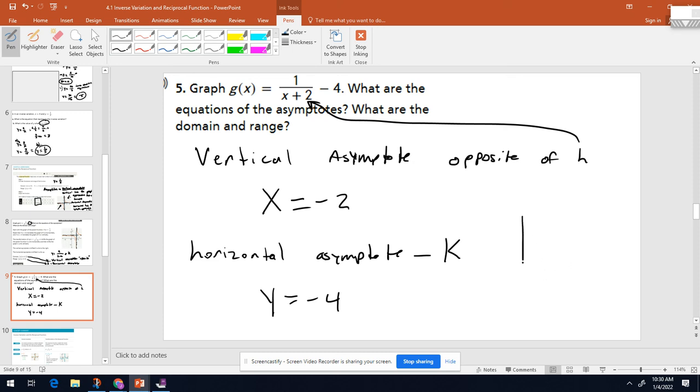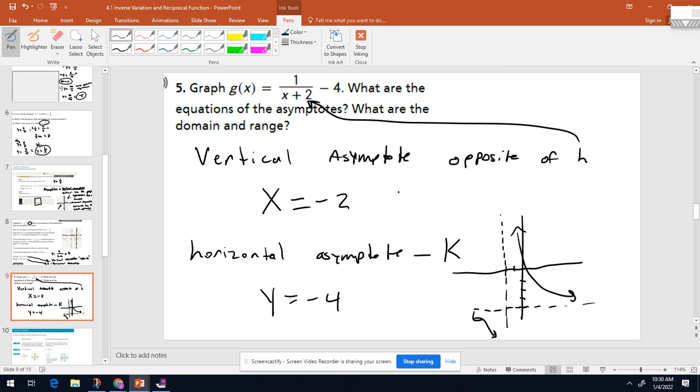If I have to graph this, and you're going to do this on Desmos, I know that at x equals -2 there's a vertical asymptote, and at y equals -4 there's a horizontal asymptote. The branches are going to be somewhere in here when I graph this. So what would the domain be? The domain always goes with my vertical asymptote: x such that x cannot equal -2. And the range goes with my k value: y such that y cannot equal -4.